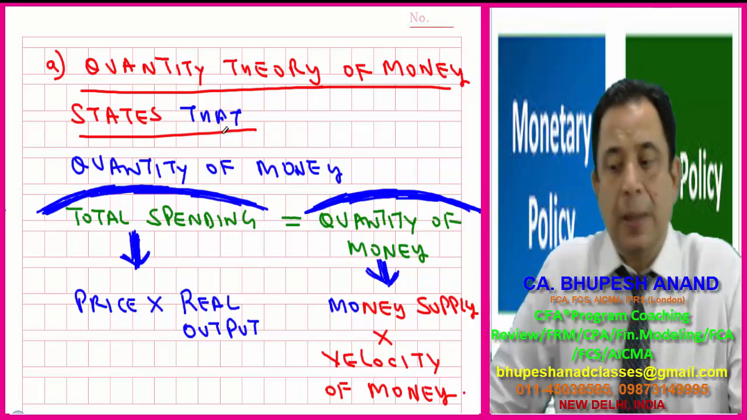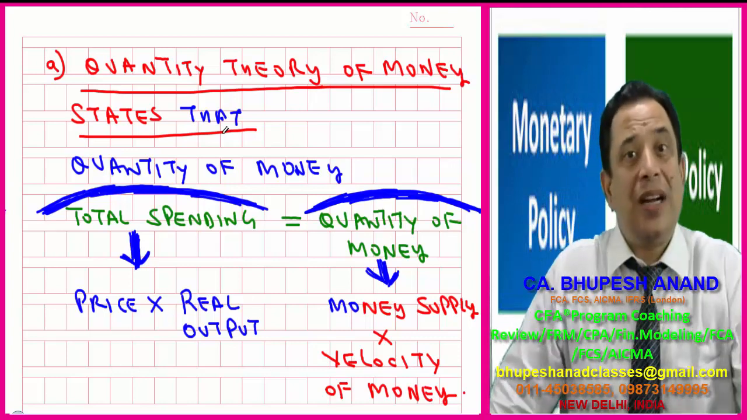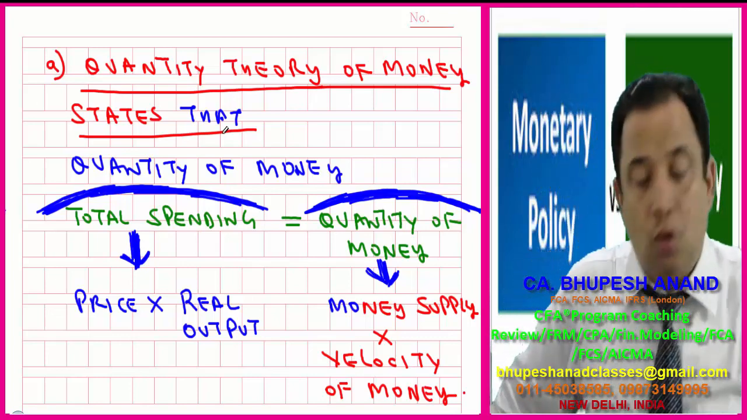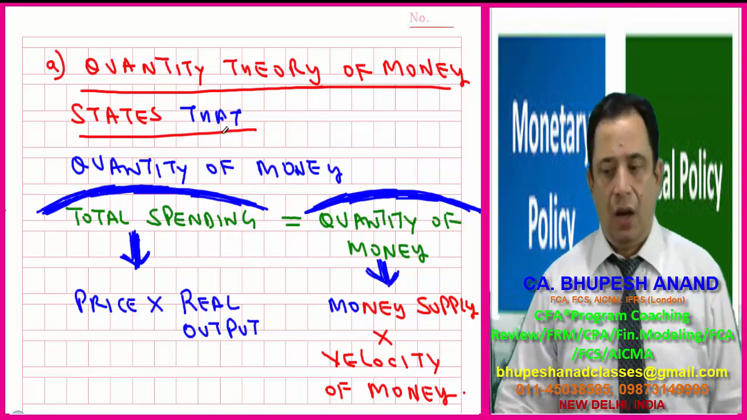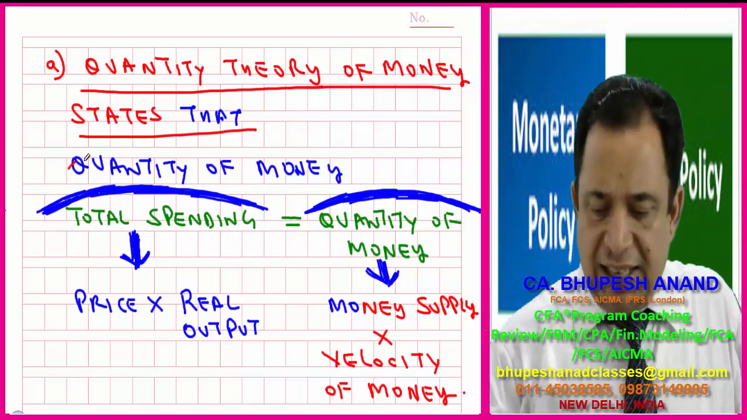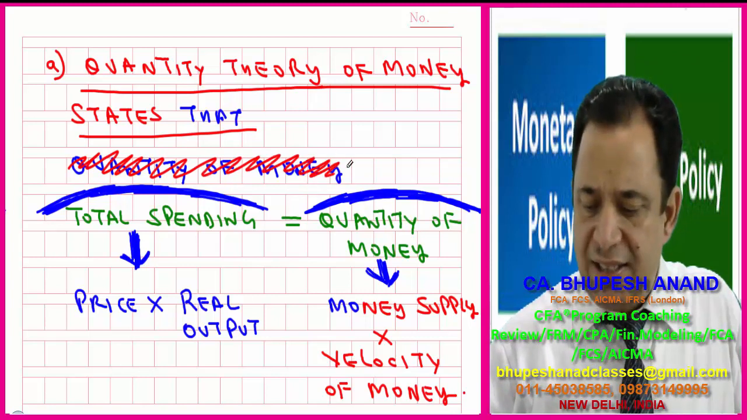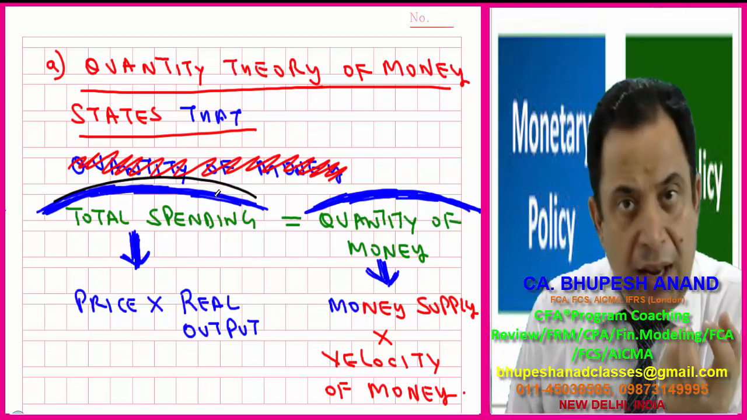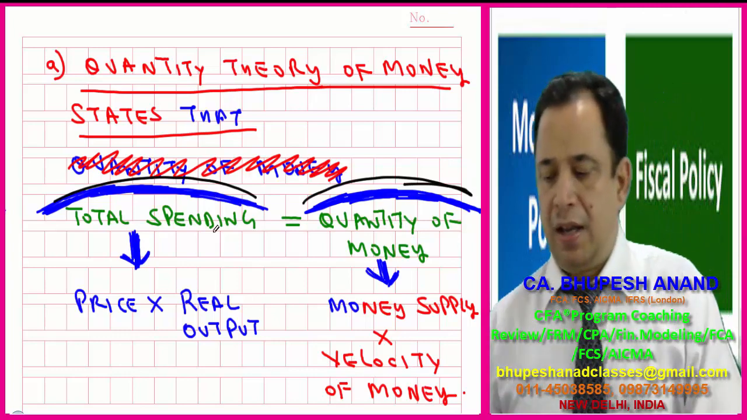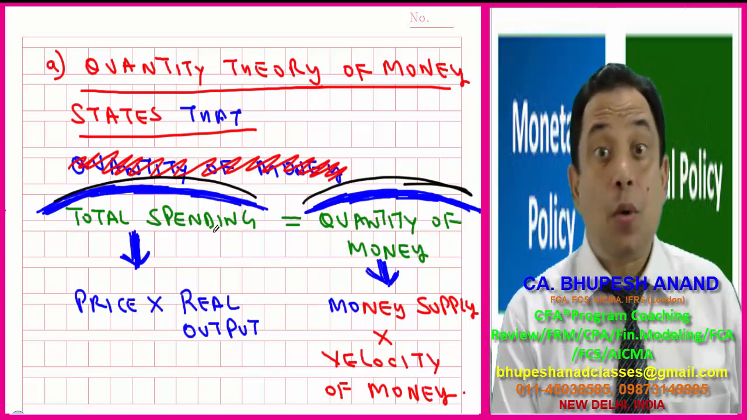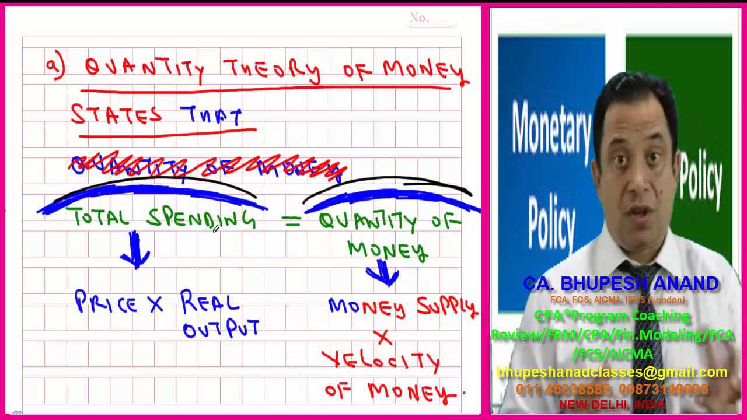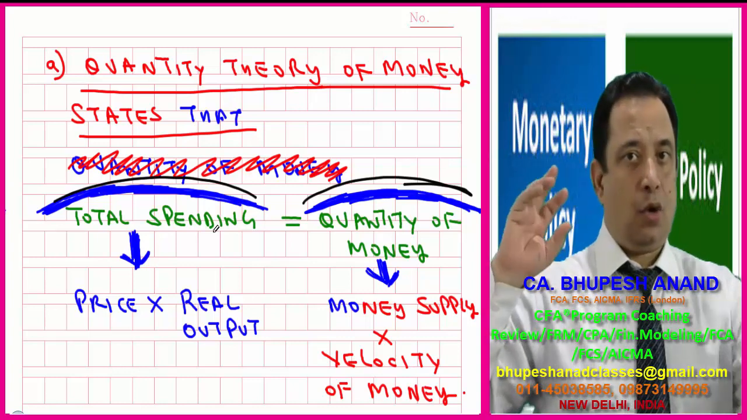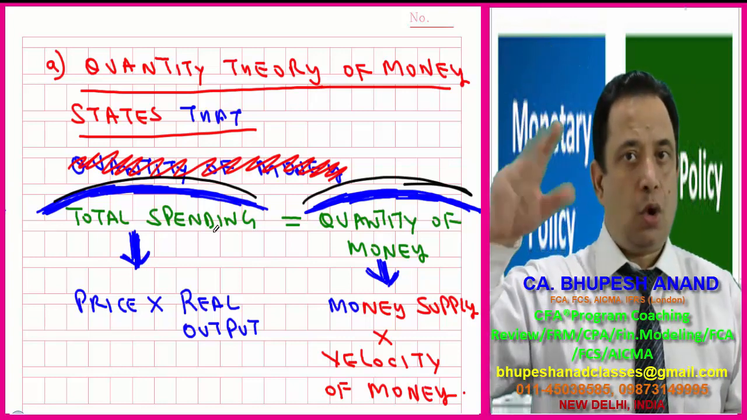So firstly write down a point: quantity theory of money states that total spending of an economy, of a country, is equal to quantity of money. It means there is a parity in this equation, that total spending in the economy should be equal to the quantity of money supplied in that economy.